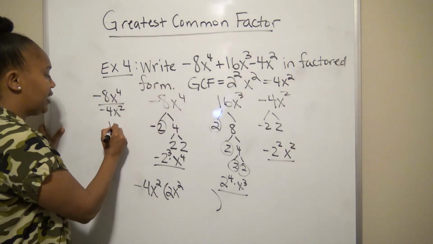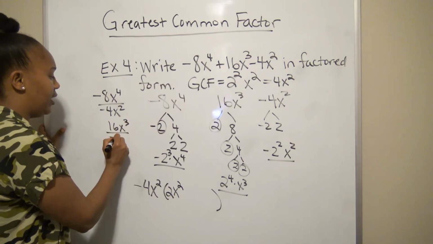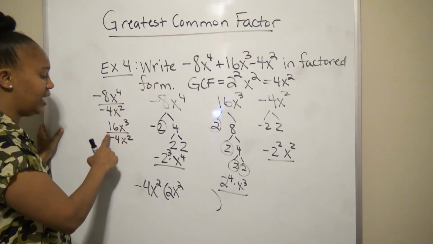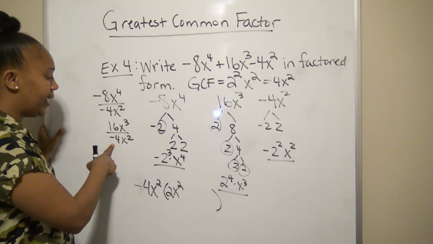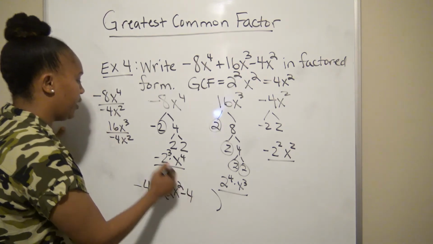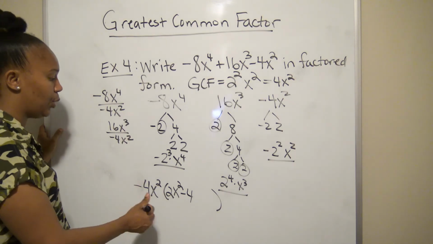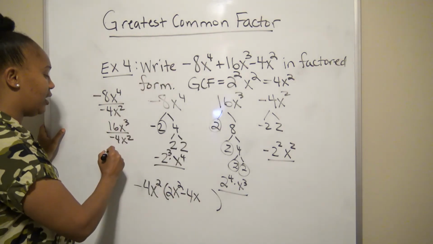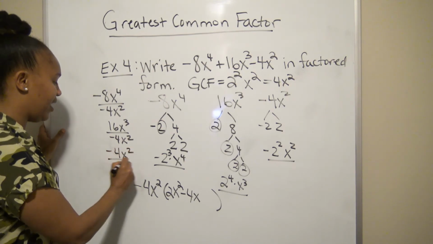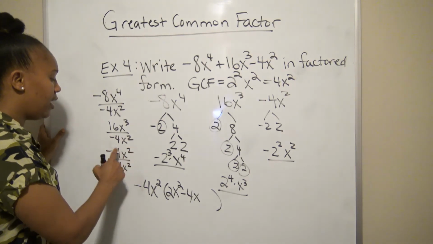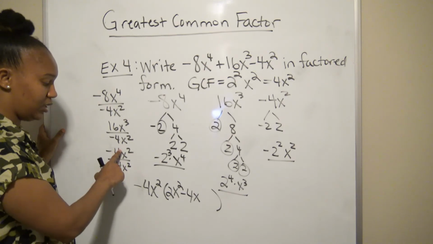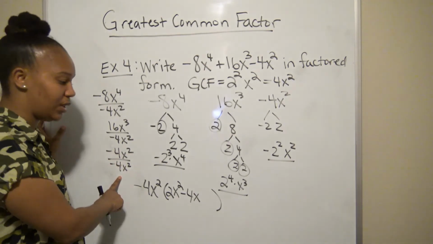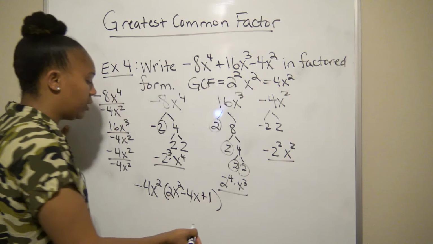So now take 16x to the third and divide that by negative 4x squared. 16 divided by negative 4 is a negative 4. And divide x to the third by x squared. You will subtract the exponents. That will leave you with x. And then take negative 4x squared and divide that by negative 4x squared. Since the numerator and denominator are the same, you end up with a positive 1. So that'll be plus 1 on the inside.